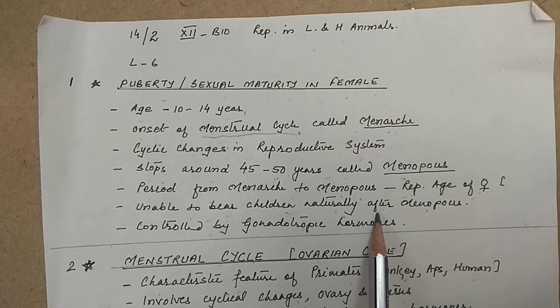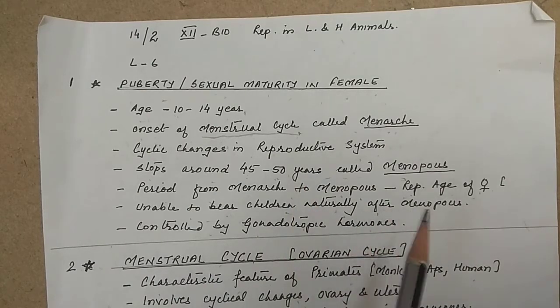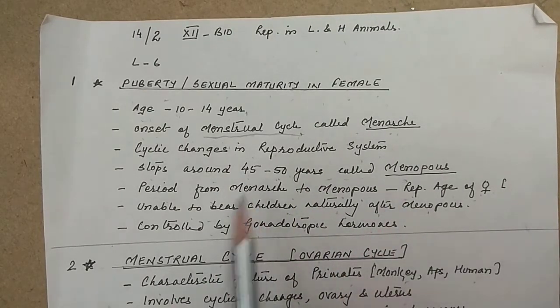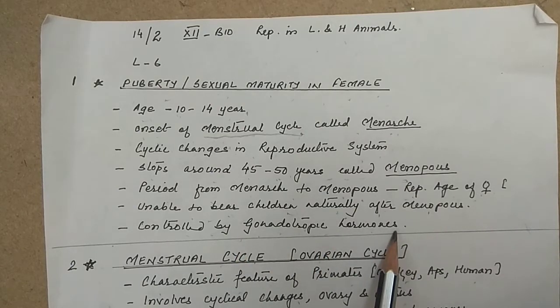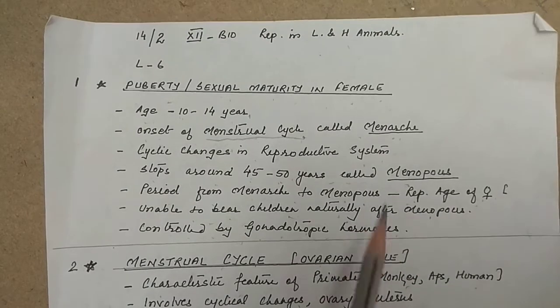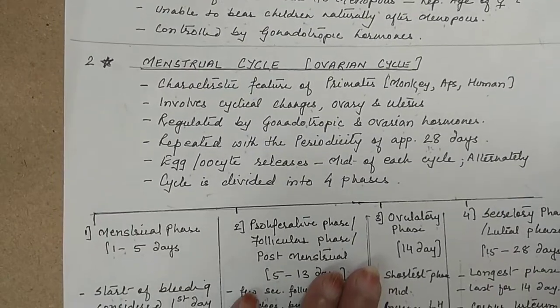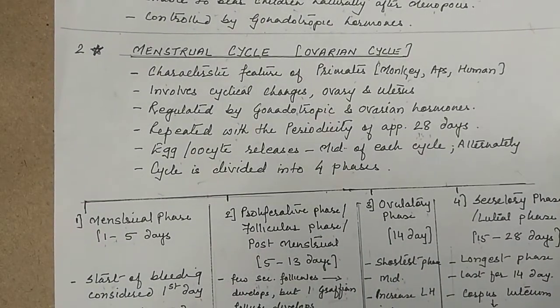Nowadays, you find many artificial methods through which they are able to conceive, but naturally they cannot because the cycle gets stopped. And this menstrual cycle is controlled by gonadotrophic hormones. These hormones are secreted by the pituitary gland, and they are FSH and LH, that is follicle stimulating hormone and luteinizing hormone.